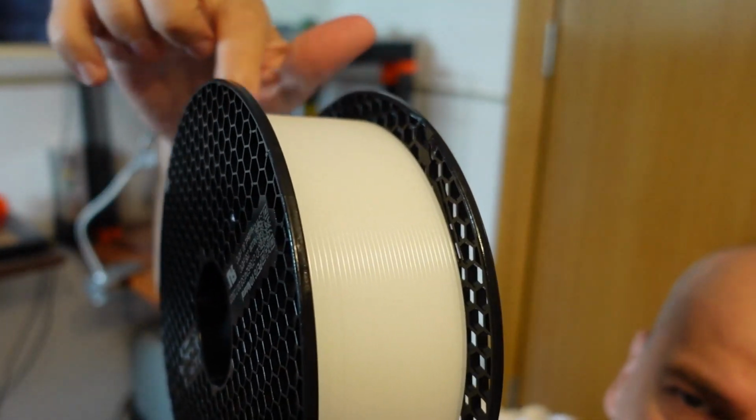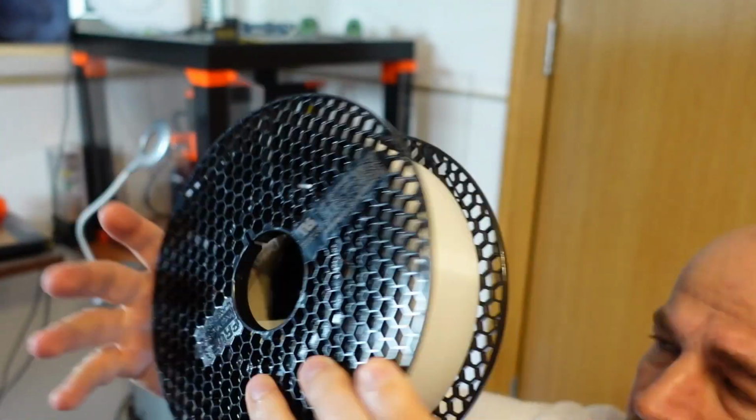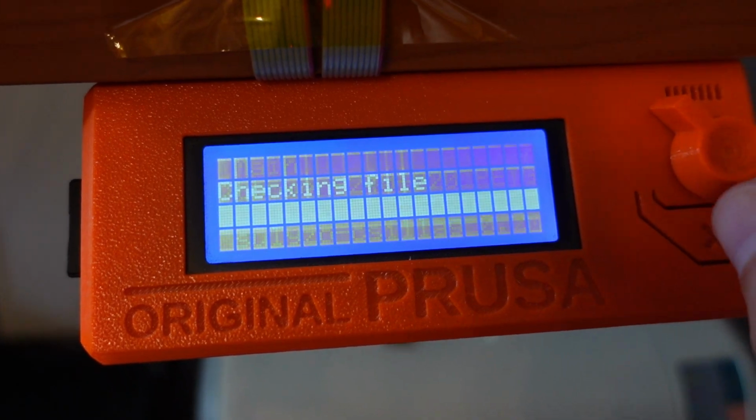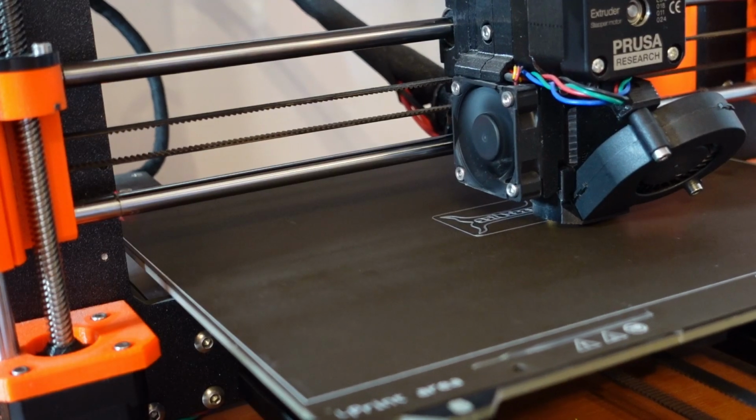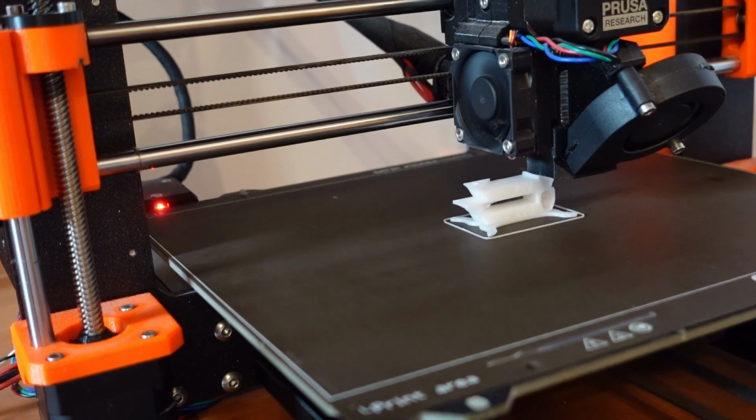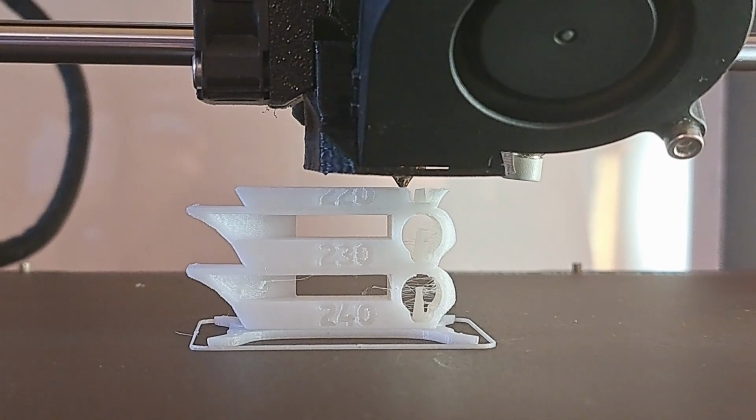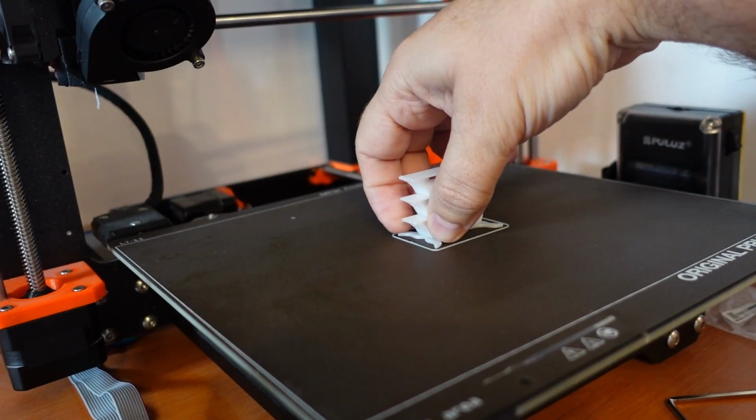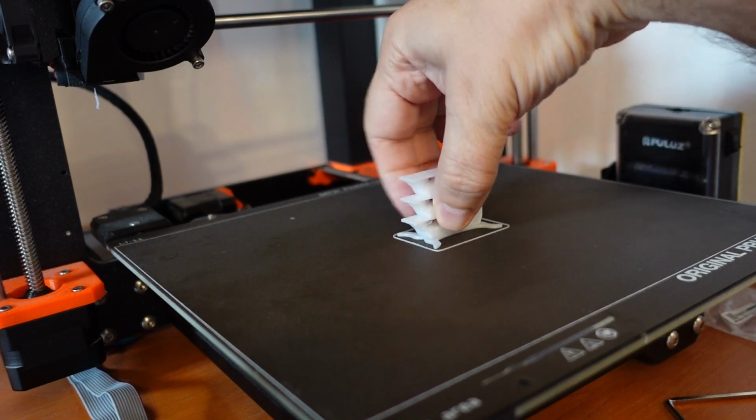So I'm moving to the V0. Also has very nice rolling. There is a silica gel inside. The temperature tower from 240 down to 220, according to the website actually, because there is different information on the spool and on the website. And very similar, the temperature tower has just minimal stringing at 240 degrees Celsius, but very minimal.